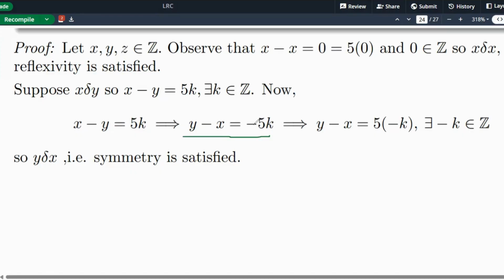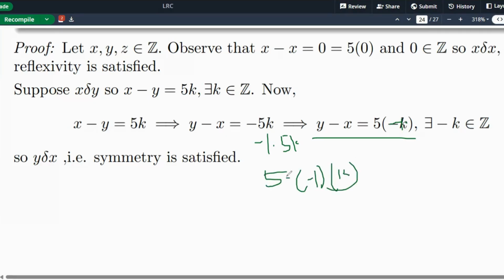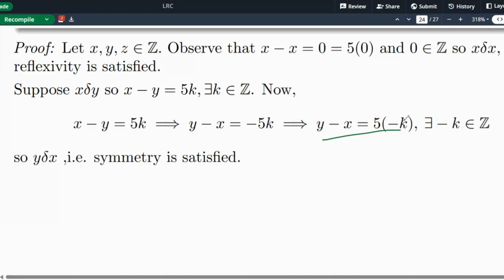Yung negative na to, pwede ko ipasok sa k. So, by associativity. Associative siya ng multiplication. Yung negative nalipat dun sa k. Kasi negative 1 times 5k, di ba? Negative 1 times 5k. So, pwede kong sabihin na 5 times negative k. Kaya, by associative, y minus x is equal to 5 times negative k.